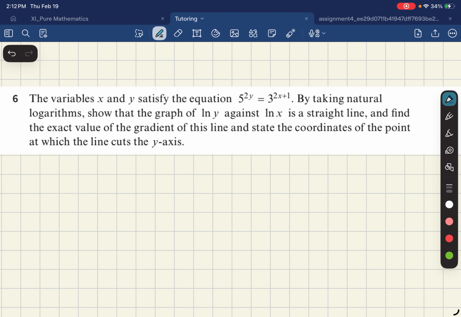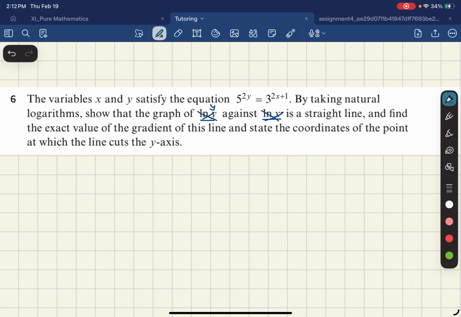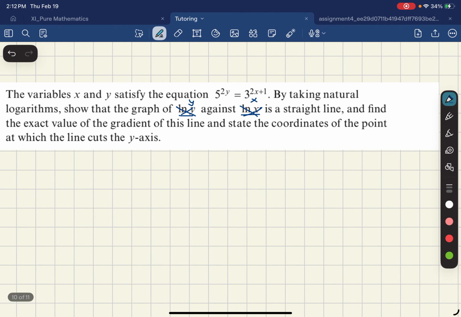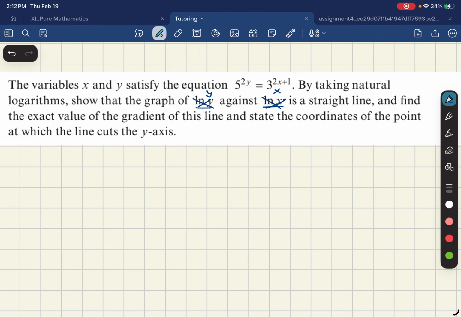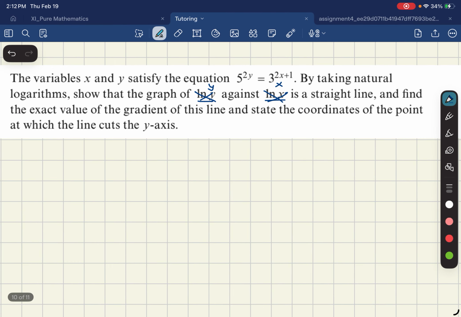So this is basically asking you to prove that ln y against ln x is a straight line. But when I tried, I don't think it is a straight line. And when you refer to the answer given in your textbook, it does not ask you ln y against ln x. It asks you y against x is a straight line. And if you solve this question, then your answer matches the one that the textbook expects you to give. So ln y against ln x, when I tried it, is not a linear relationship.